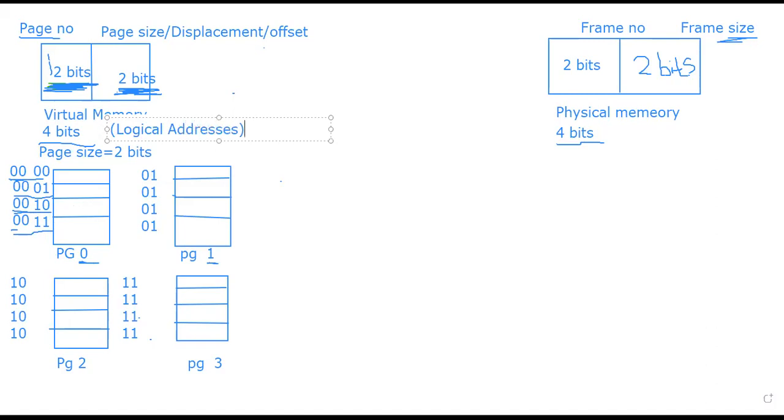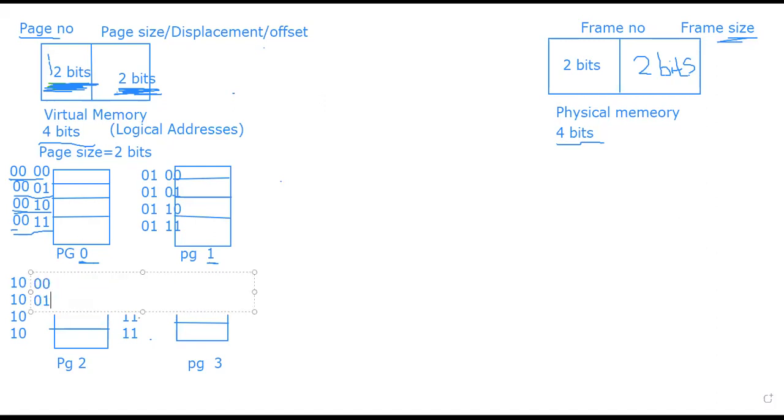Now the second one is also the same thing. Here also we are going to say 0 0, 0 1, 1 0 and 1 1. Those things are not going to change, because the remaining page size displacement is 2 bits. So that is done, and page 3 is also done. It is very clear for us, so we are done with that.